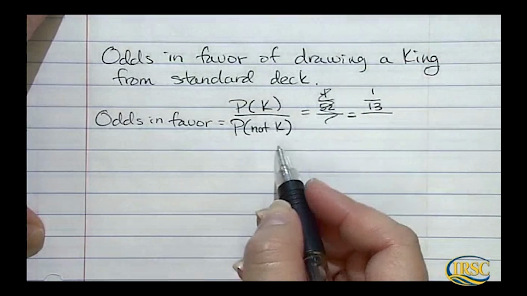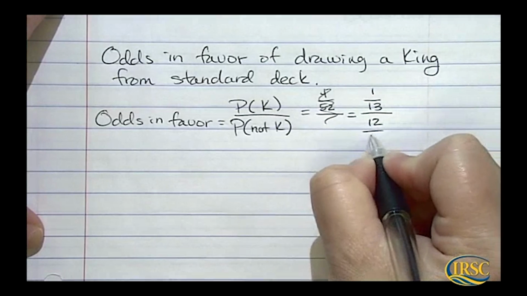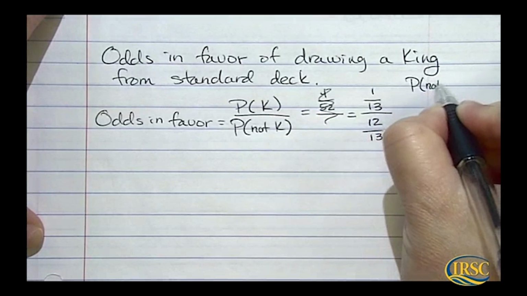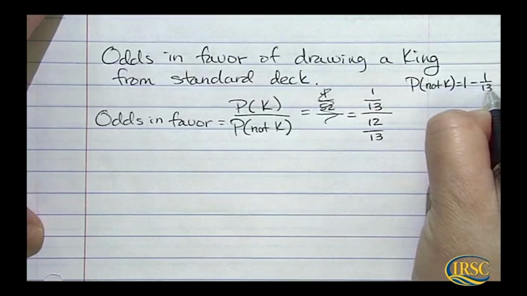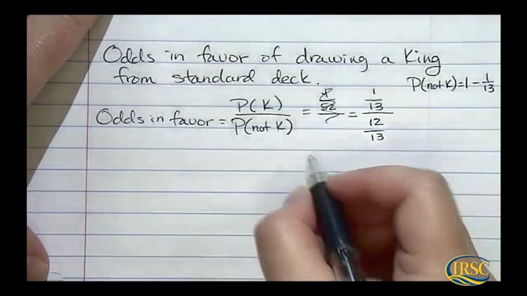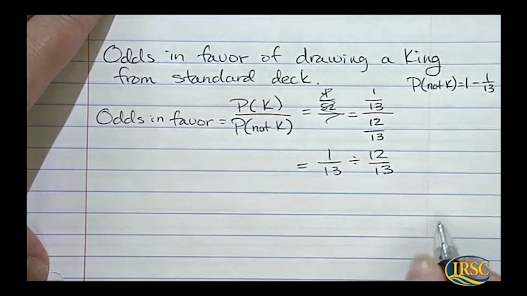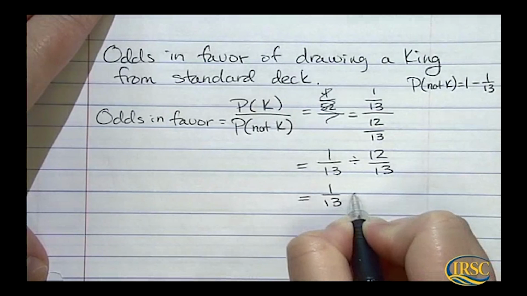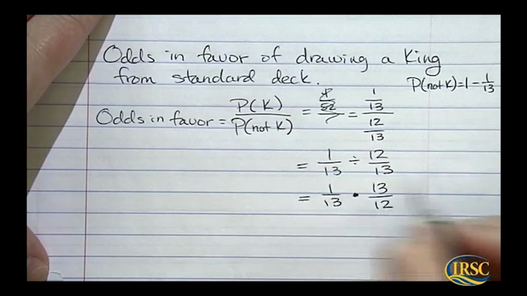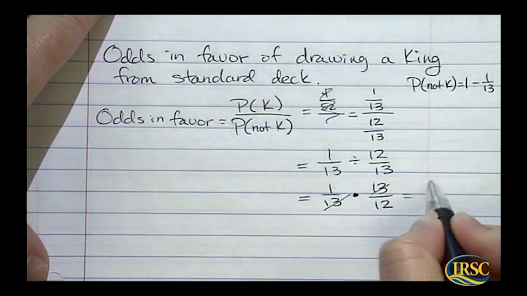And then the probability of not getting a king: 12 out of 13 is correct. Because remember, you're doing 1 minus 1 over 13. The probability of something not happening is 1 minus the probability that it did. So 12 over 13. All right, so remember that this is a division problem, 1 over 13 divided by 12 over 13. Or what you're really doing is the numerator multiplied by the reciprocal of the denominator. What happens to my 13s? They cancel, and so I get 1 over 12.